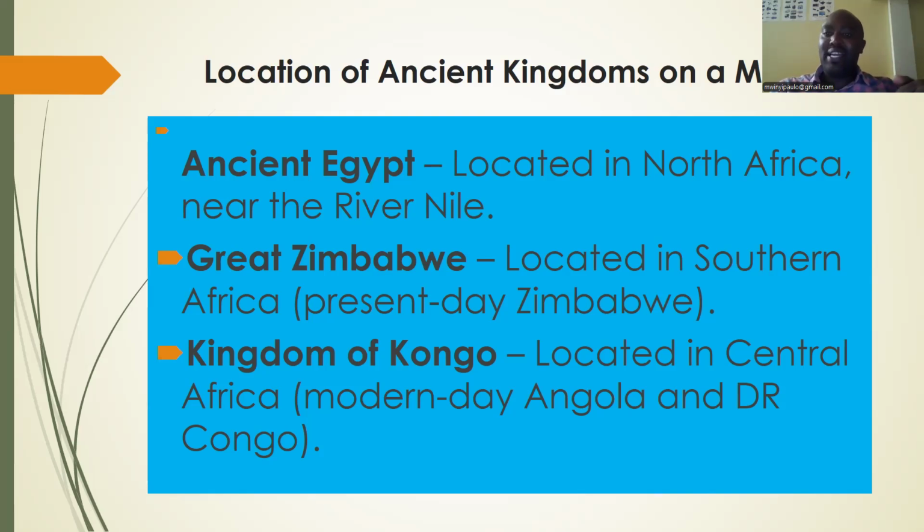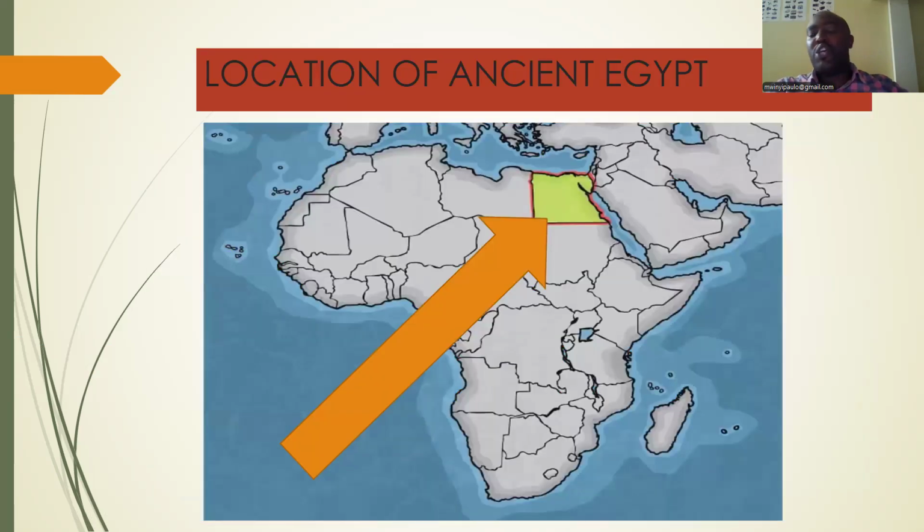Great Zimbabwe was located in southern Africa, in the present-day Zimbabwe. When we talk of the Kingdom of Congo, it was located in Central Africa, in modern-day Angola and the Democratic Republic of Congo. On your screen, I'm showing you a map that is showing the location of the ancient Egypt.